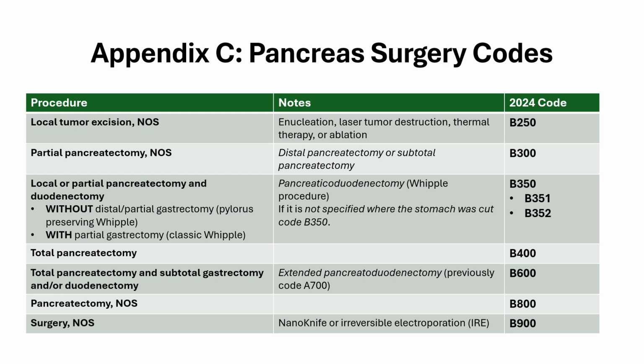A total pancreatectomy is B400. An extended pancreatoduodenectomy, which was previously code A700, is now B600. So this includes total pancreatectomy and subtotal gastrectomy and or duodenectomy. And pancreatectomy NOS is B800, and surgery NOS is B900. And if a nanoknife or irreversible electroporation or IRE is performed, that is code B900.